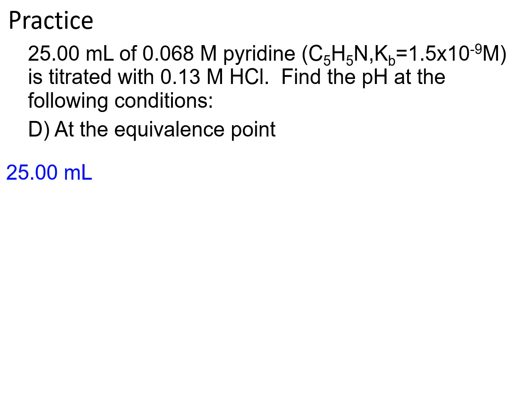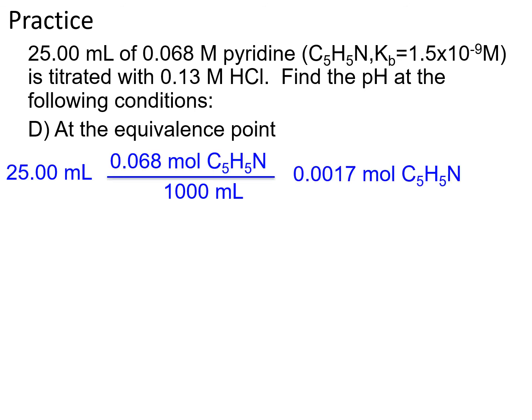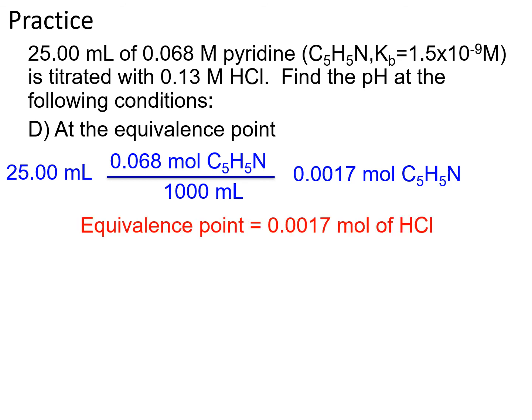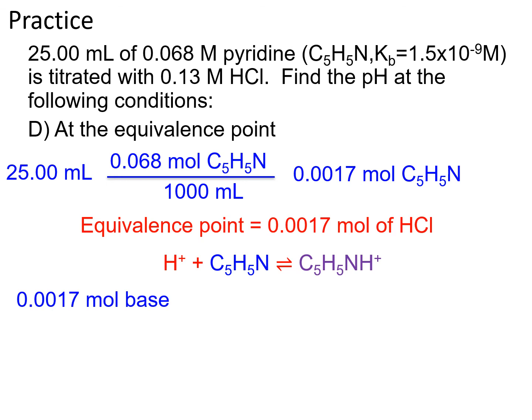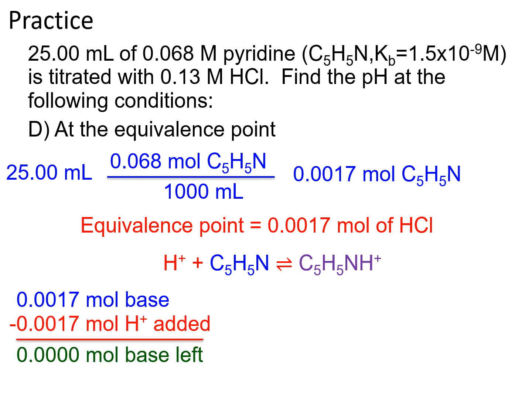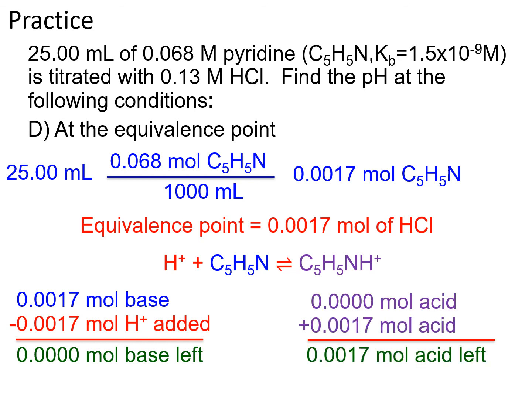At the equivalence point, I'm going to have the same number of moles of acid as I have of base. So that means I'm going to add 0.0017 moles of HCl. Remember my reaction. If I'm at the equivalence point, it means my moles of base and my moles of acid that I've added will now completely neutralize each other, but in the process making more of my purple conjugate acid, meaning I now have a weak acid problem. So with a weak acid problem, I'm going to need to go through the ICE table.